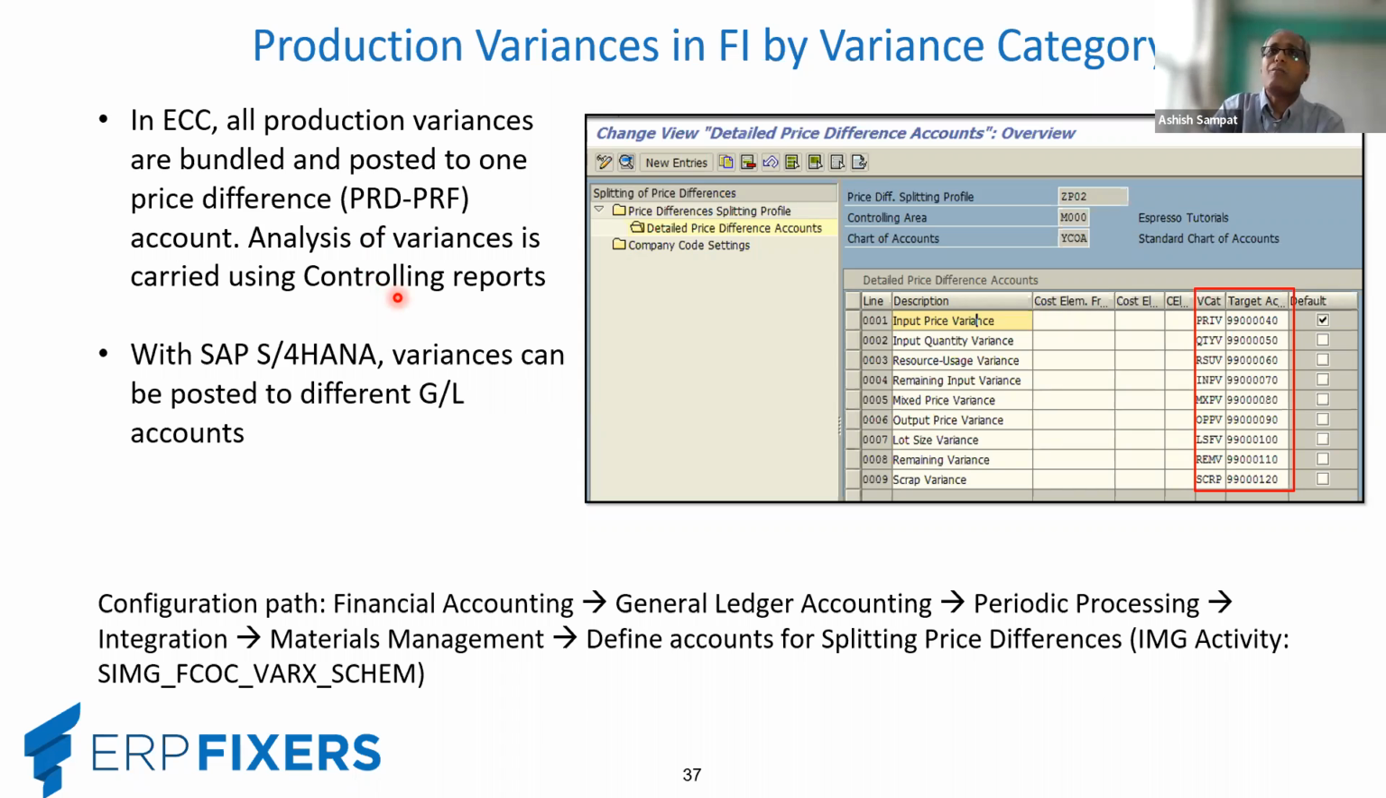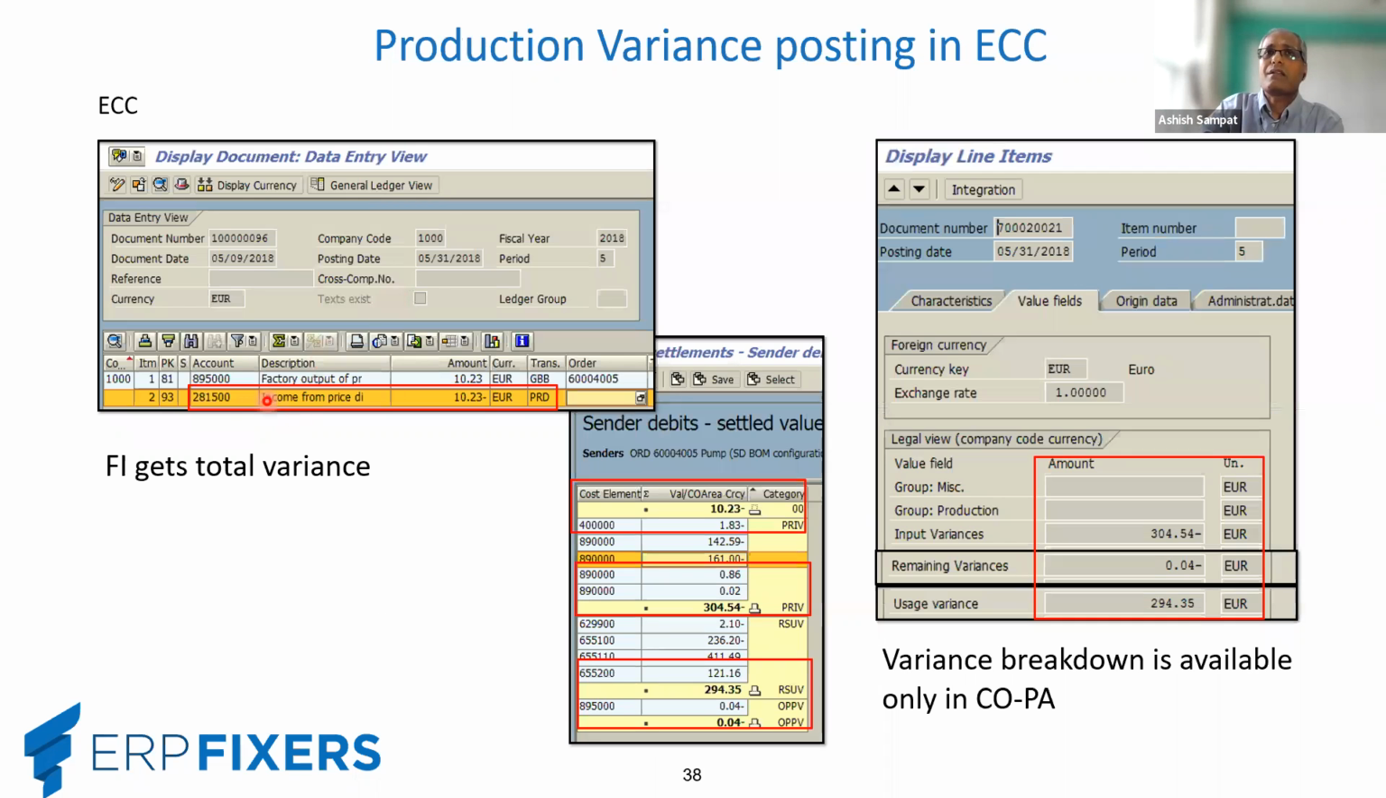We can't see how much of that variance is related to price variance, how much is usage variance, how much is output price and scrap, and so on. So if we have to do this analysis, we have to go to COPA. Variance breakdown is only available in COPA. So whatever 1023 difference came up, we know, okay, it was more adverse input variance, but favorable usage variance. And then there was a minor remaining variance.